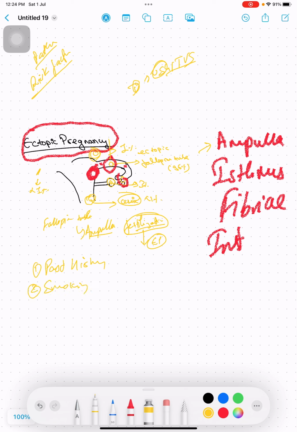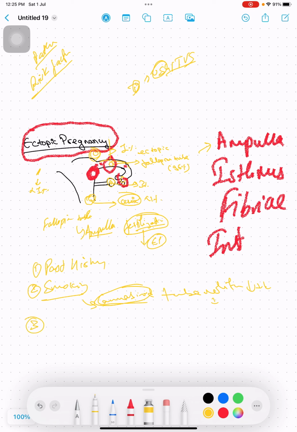In smoking, what you need to remember is that there are certain cells in the fallopian tube known as the cannabinoid receptors, and these are the ones that affect the motility of the fallopian tube. If the female is a smoker, then the cannabinoid receptor is affected, and the tube motility decreases. As the tube motility decreases, it will lead to an implantation at the site where it should not be implanted.